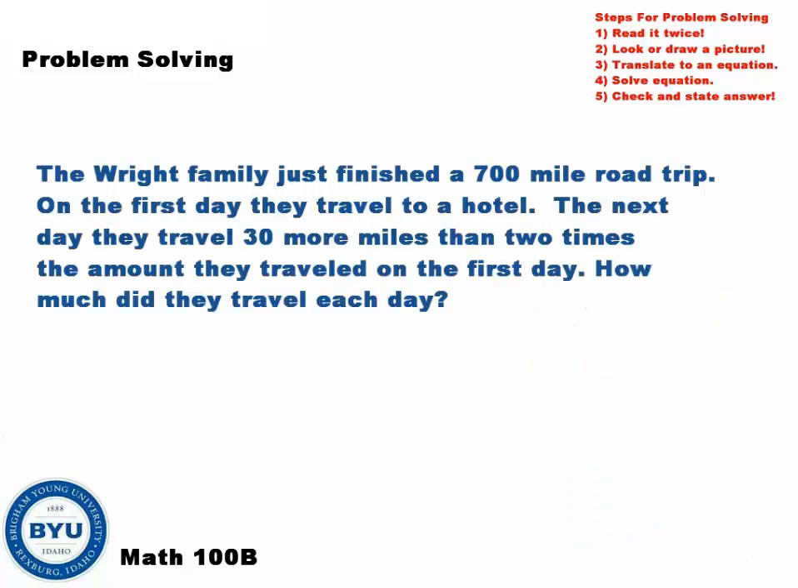Okay, here's another word problem we'd like you to try. Go ahead and read the problem. Actually, I'll read it. It says, the Wright family just finished a 700-mile road trip. On the first day, they traveled to a hotel. The next day, they traveled 30 more miles than 2 times the amount they traveled on the first day. How much did they travel each day?